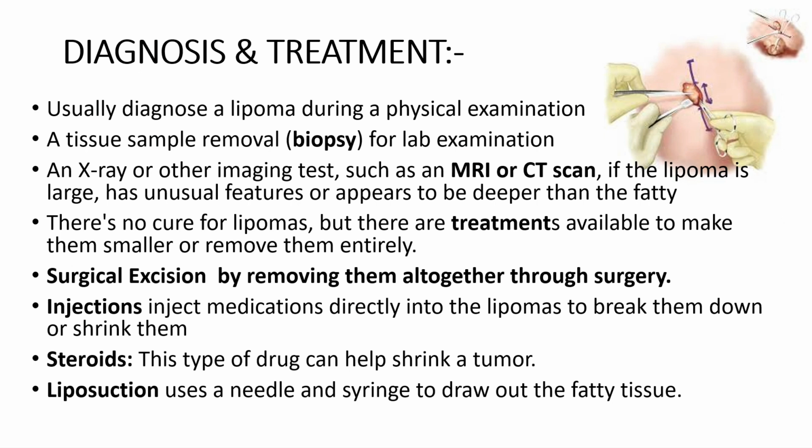Surgical excision, by removing them altogether through surgery. In the picture you can see the surgical excision. Small incisions are made and the lipomas are removed. Injections: medications are injected directly into the lipomas to break them down or shrink them. Steroid injections will be given at the site of lipomas, which will help shrink the tumor. Liposuction is a non-surgical treatment in which suction is done through a small syringe to draw out the fatty tissue.